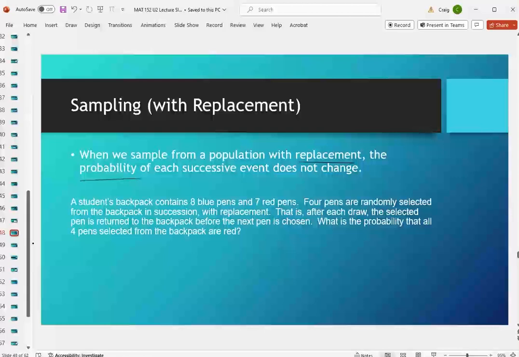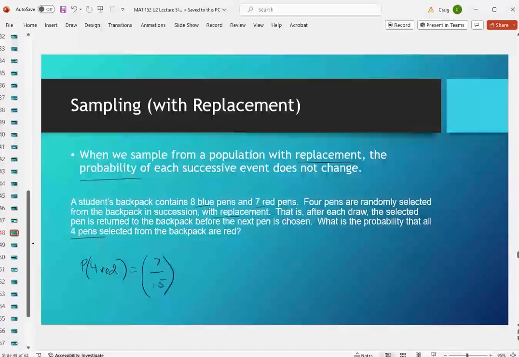Okay, so a student's backpack contains 8 blue pens and 7 red pens. 4 pens are randomly selected from the backpack in succession with replacement. After each draw, we put the pen back. What's the probability that all 4 selected are red? Well, we've got 4 independent events here. One does not affect the other. So to find the probability of 4 red pens, we are just going to multiply for each particular event. 7 out of 15.